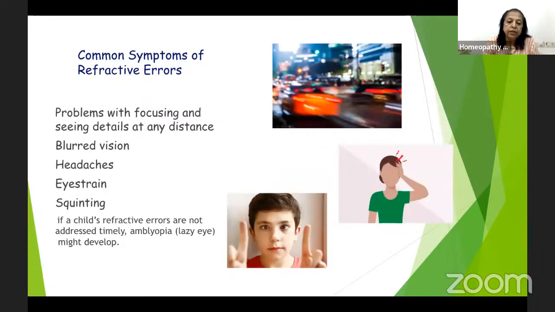So what are the main symptoms? With any refractive error, the patient will say that I cannot see distance very clearly, or I cannot see near very clearly. And sometimes there is a headache also after working for a longer time. Usually the headache is in the night because the whole day the patient is working and using their eyes. And eye strain. Eye strain means there is a pain in the eye, or whenever they read or look at distance, there is a strain, like a headache, or some stretching pain in the eyes. And if refractive error is not corrected in time, there will be squinting also. The squinting will be either convergent or divergent.